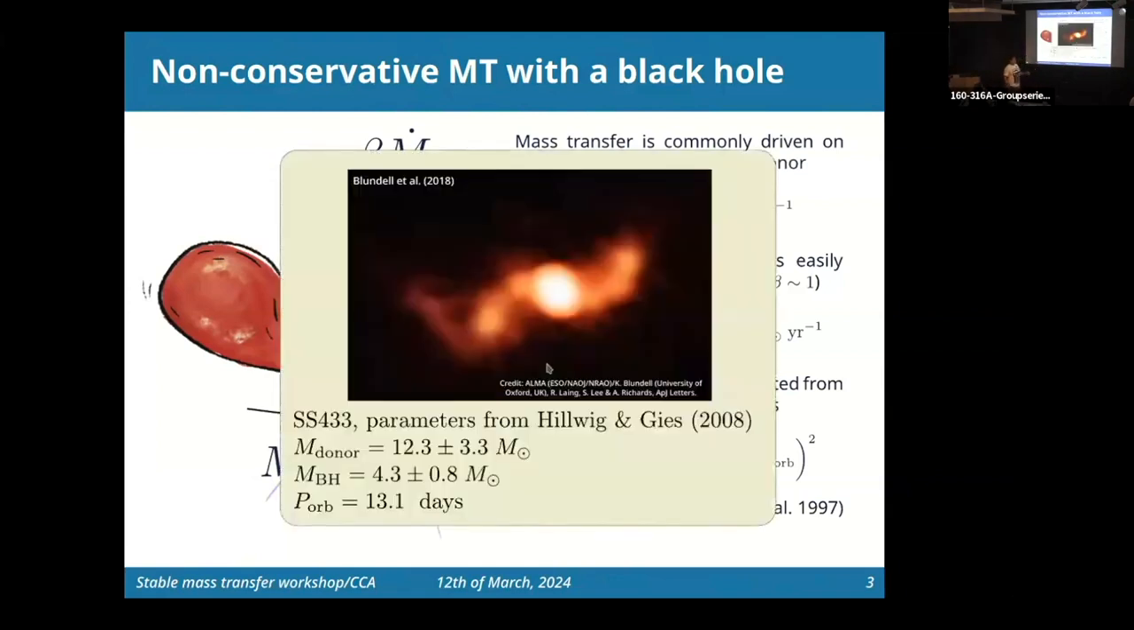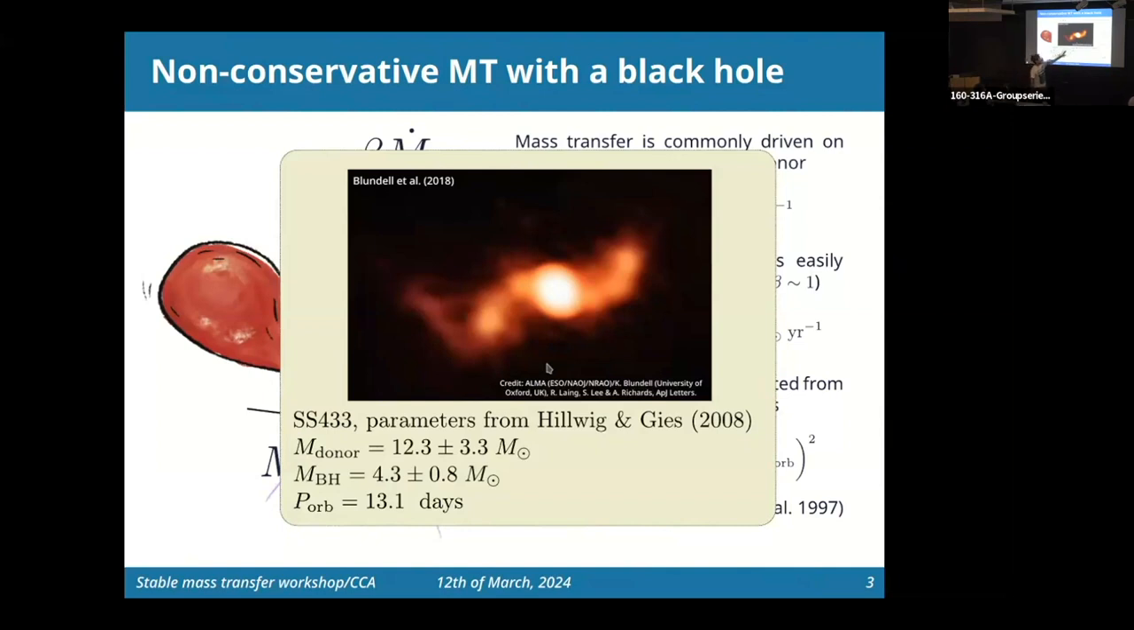So just to put a real system in here, this was mentioned yesterday. This is SS433. We have a black hole and a donor star that's about 3 times the mass of the black hole. This is usually used as an argument for stability of mass transfer. There's plenty of uncertainties in this, depending on who you ask. But it indicates that mass transfer can be stable with mass ratios beyond 3, and this need not be the starting mass ratio. The system could have been interacting for a while.